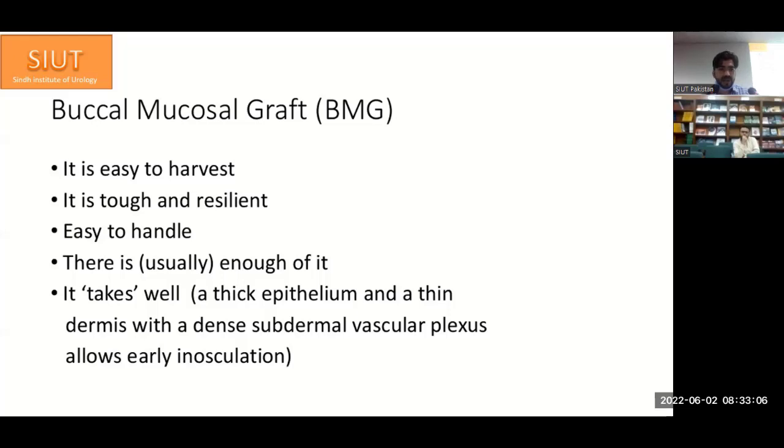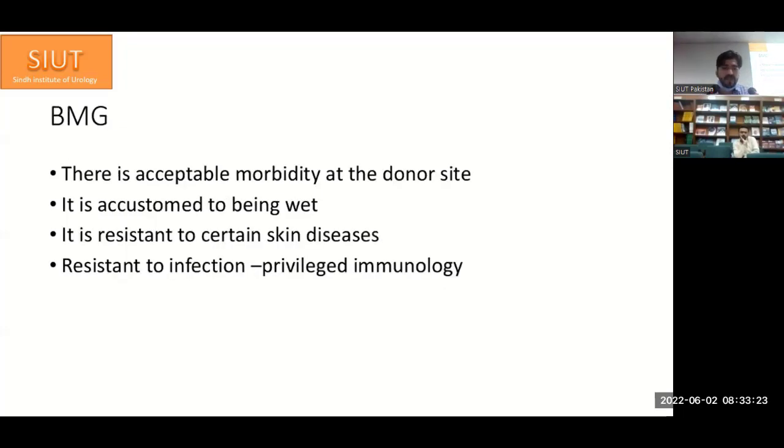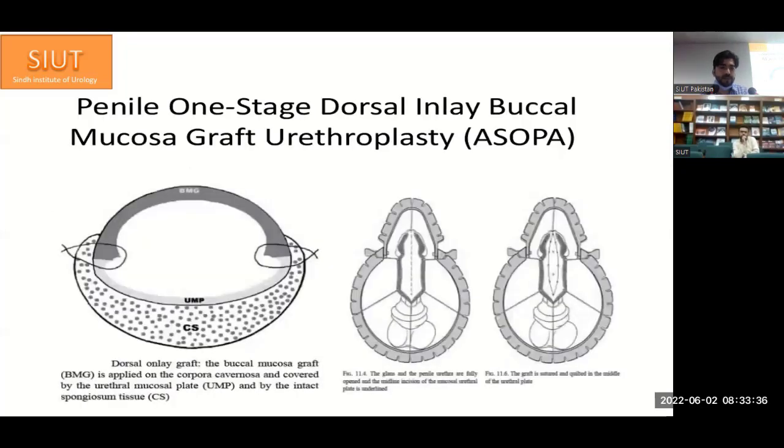Buccal mucosal graft is easy to harvest. It is tough and resilient, and easy to handle. There is usually enough of it. It takes well, with a thick epithelium and a thin dermis with a dense subdermal vascular plexus, allowing early inosculation. BMG has acceptable morbidity at the donor site. It is adapted to being wet. It is resistant to certain skin diseases and infection, and rarely causes allergy.